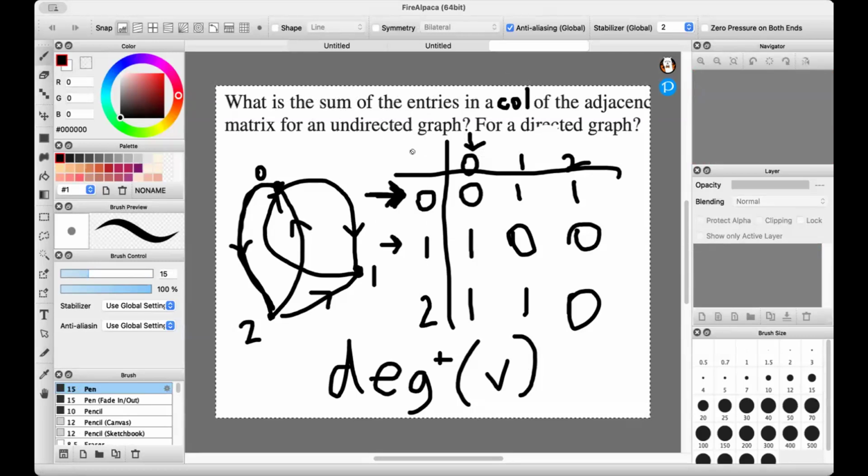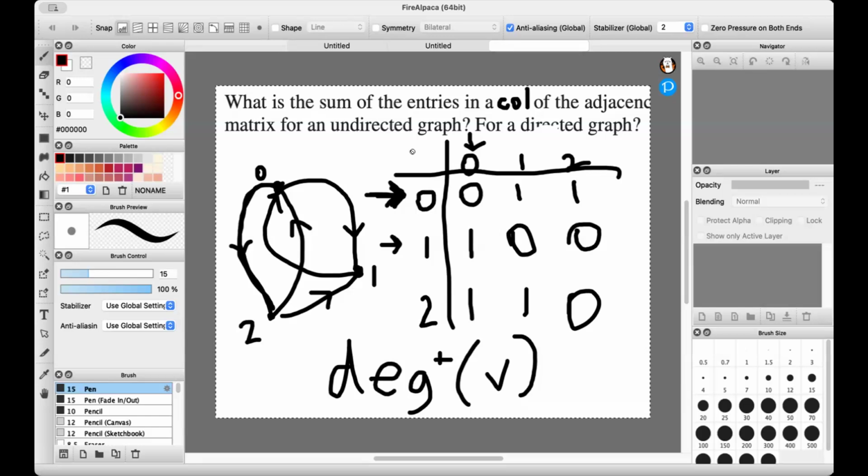So I think for the undirected graph, it's the same as the rows, because the adjacency matrix for undirected graphs is symmetric. That means you can transpose it and it will stay the same. So the sum of the entries for a column of an adjacency matrix for an undirected graph is also counting the degree of that particular vertex.